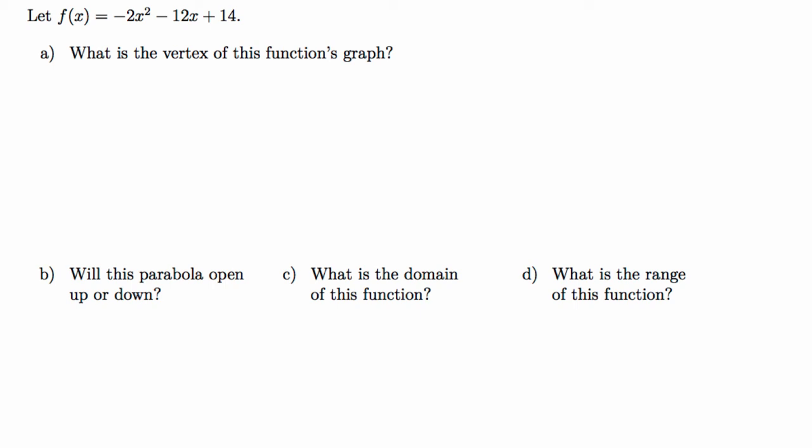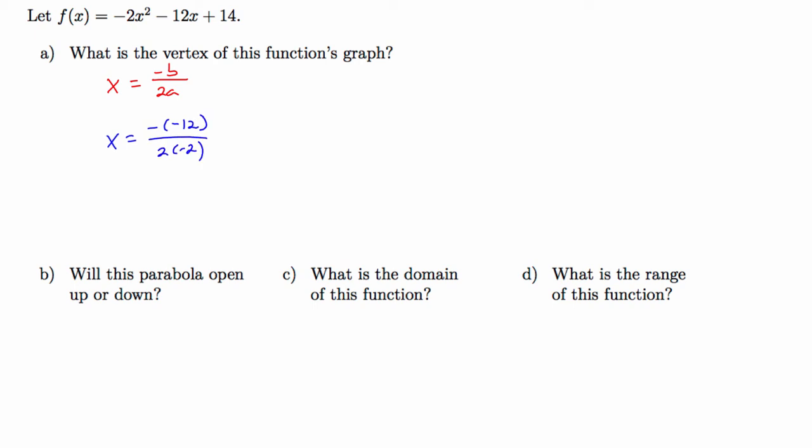In this example, we'll begin with a quadratic function f of x equals negative 2x squared minus 12x plus 14, and the first thing we need to do is to find the vertex of this function's graph. Remembering that the generalized formula to find the x-coordinate of the vertex is that x equals the opposite of b over 2a. In our particular situation, the x-coordinate will be the opposite of negative 12 over 2 times negative 2.